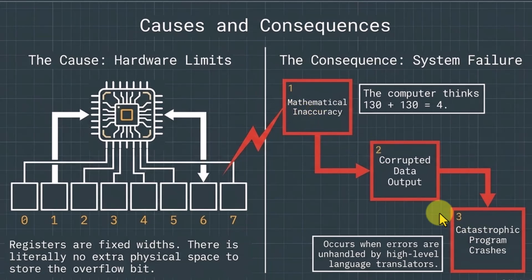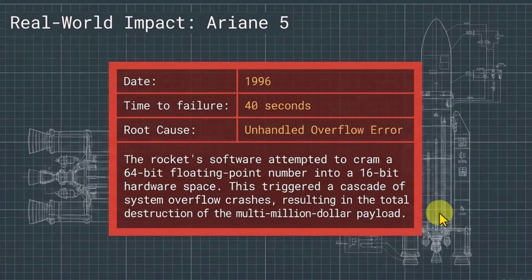While writing programs, we have to be very careful about this, because not paying attention to it can result in big failures. There are many failures only because of this, but a very big example of this is the real world impact of Ariane 5.